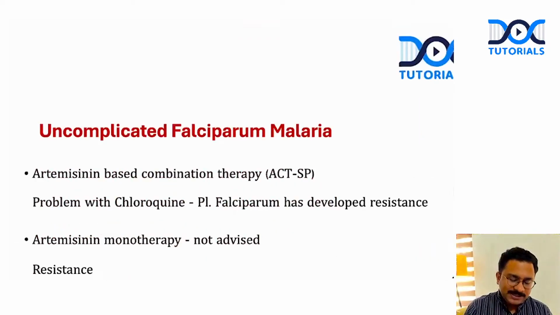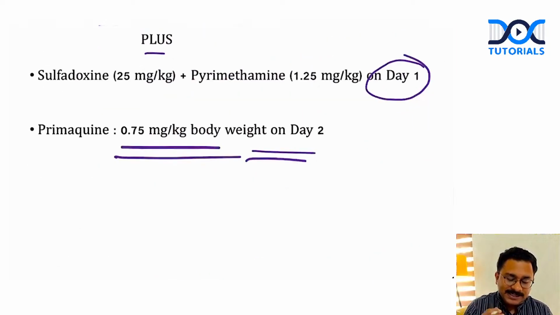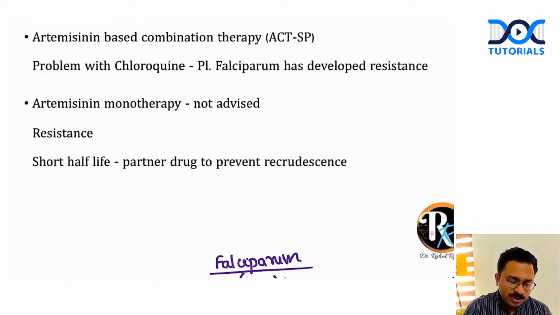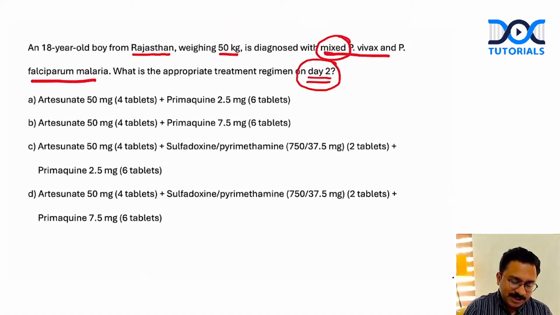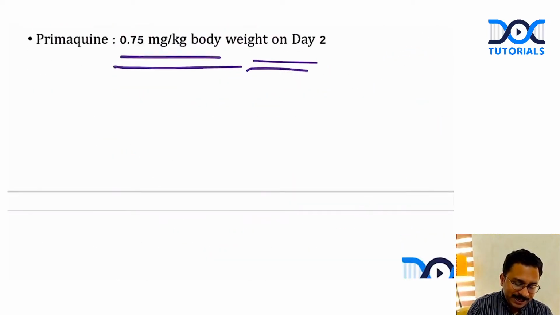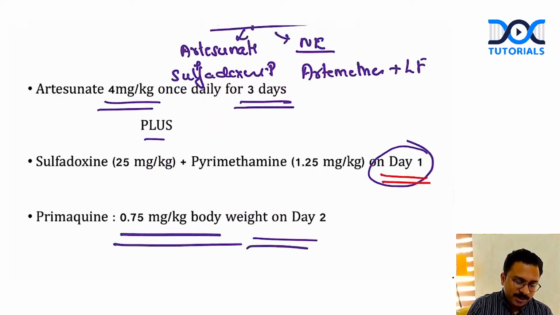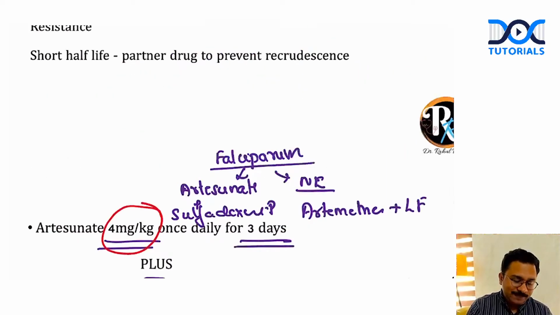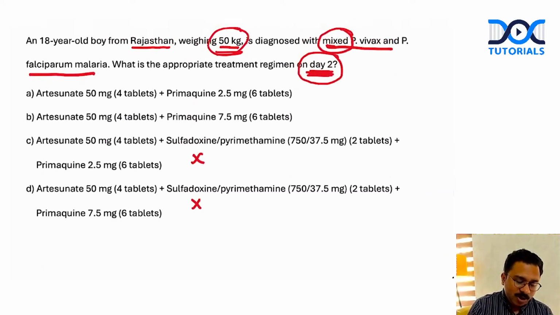Now you tell me, sulfadoxine pyrimethamine, is it given on day 2? No, I have specifically told you this is only given on day 1. So the last two options which contain sulfadoxine pyrimethamine are already out of the question, because on day 2 you are not going to give it. Now you will give artesunate because 50 milligram into 4, 50 milligram, 4 tablets, correct or not, because it is 4 mg per kg, so 4 tablets. So it can either be option A or option B.